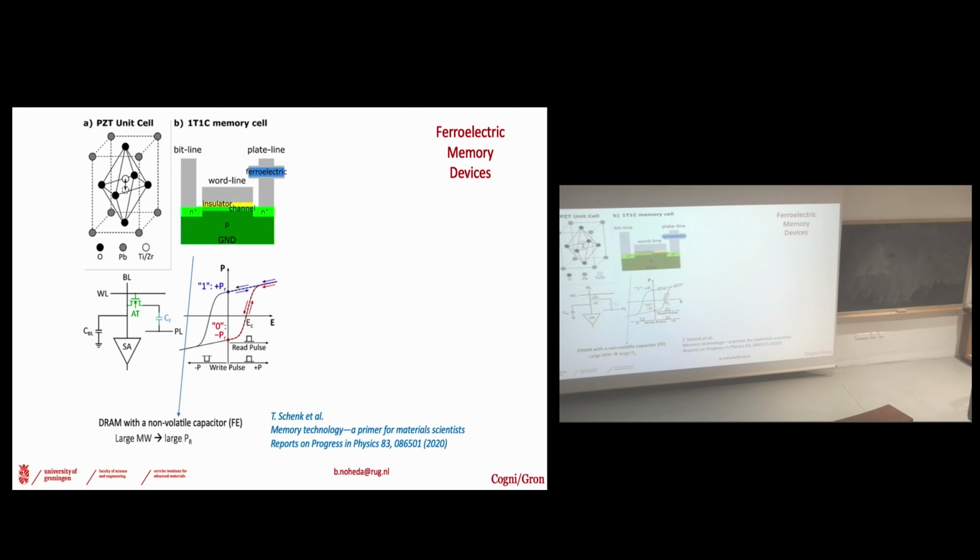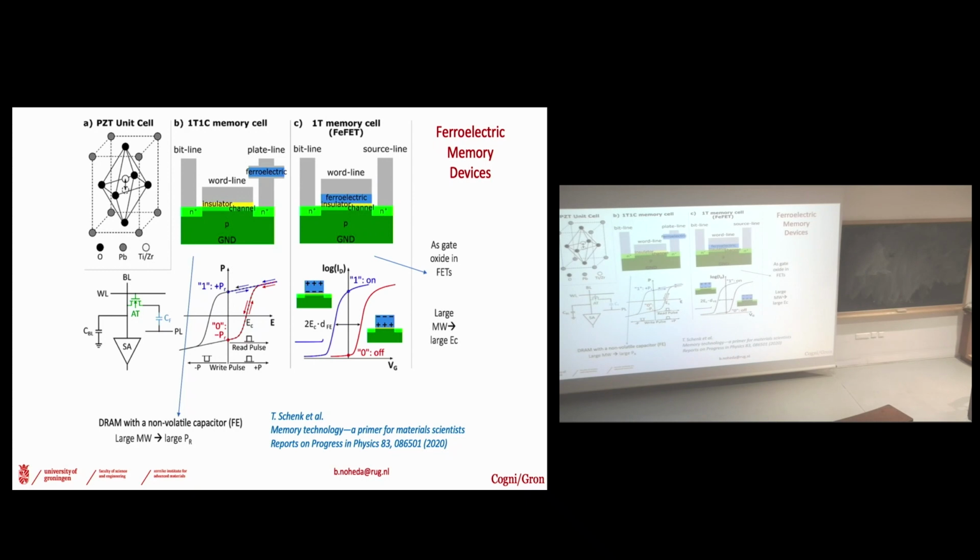And the memory window, which is the important parameter for memories, which tells you the contrast between these two states, is larger or is better if the polarization is larger. So you try to create ferroelectrics with large polarization to increase your memory window.